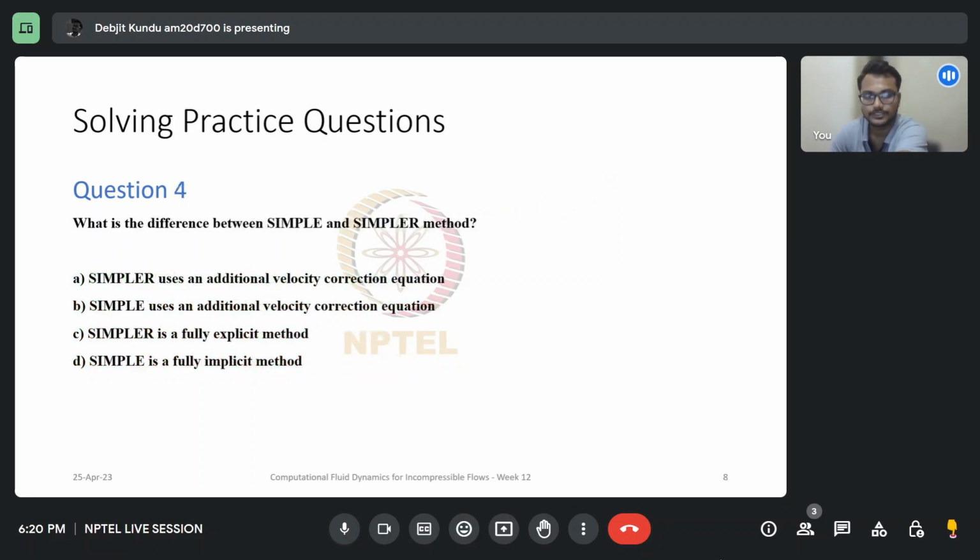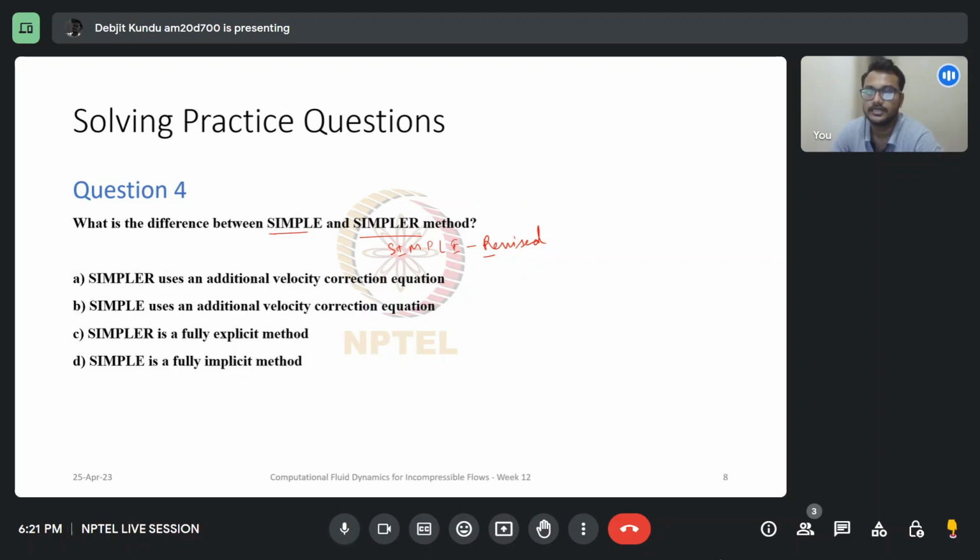We will move on to question number 4 of today's session, which is asking us what is the difference between SIMPLE and SIMPLER method. So SIMPLER is what? SIMPLE Revised, basically. The rest of the abbreviation is the same. So SIMPLE Revised. That's where it gets the R from. Now, what is the difference between them as far as the algorithm or the methodology is concerned?